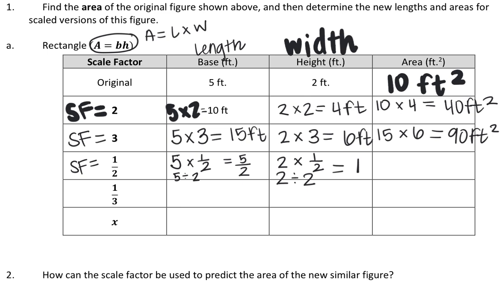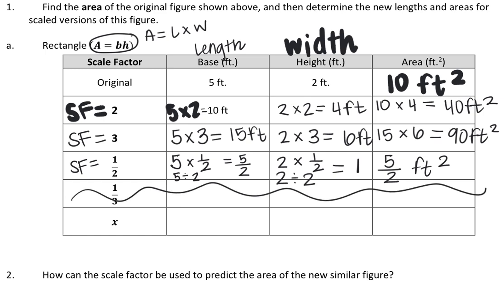Okay, so if I do 5/2 multiplied by 1, your answer is 5/2, and it's feet squared. Okay, so multiply them in your calculator, you'll get the same thing here. I'm not going to do this part, just extra information.